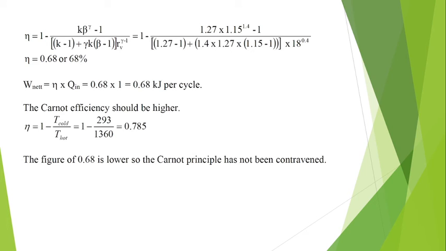The Carnot efficiency should be higher. The efficiency is equal to 1 minus T cold over T hot, which is 1 minus the cold temperature, 293, divided by the hottest temperature, 1360. We have the Carnot efficiency of 0.785. Since the figure of 0.68 is lower than the Carnot efficiency, the Carnot principle has not been contravened.